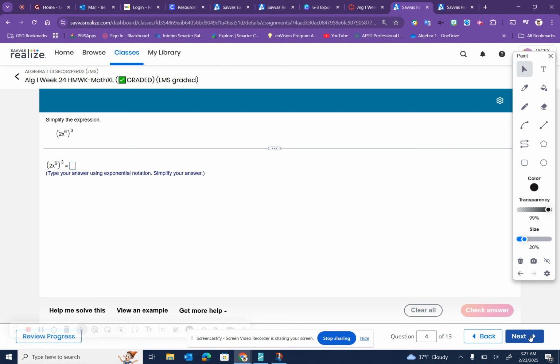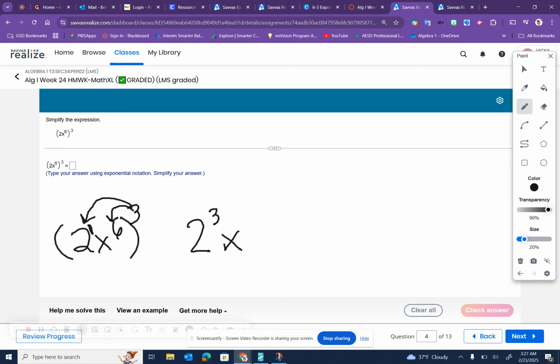So here we have a mix of a numerical base and a variable base. So here it is a power to a power. We have 2x to the 6th all raised to the 3rd power. This numerical base has an exponent of 1. So we have to distribute our power. So this makes it 2 to the 3rd power, and 6 times 3 is 18. So it'd be 2 to the 3rd, x to the 18th.